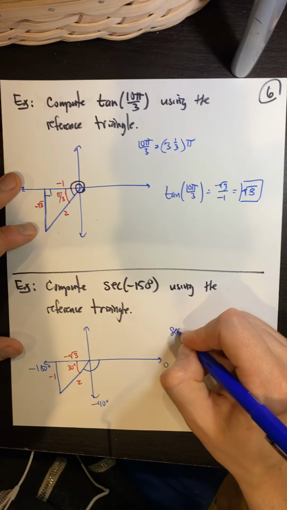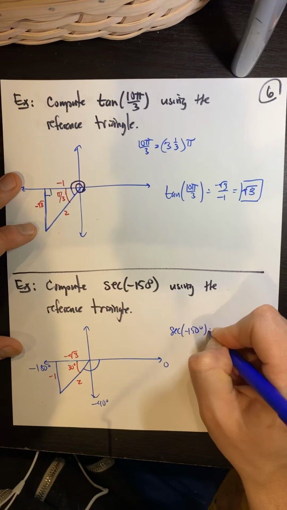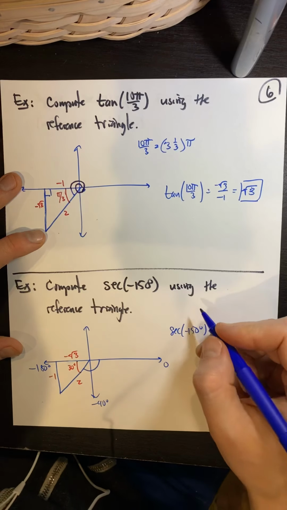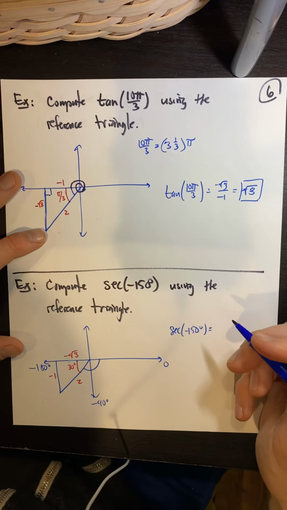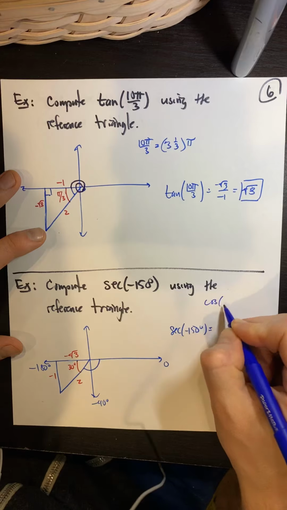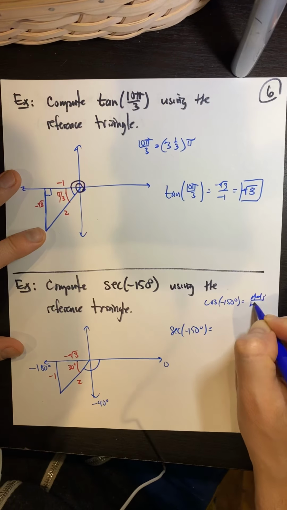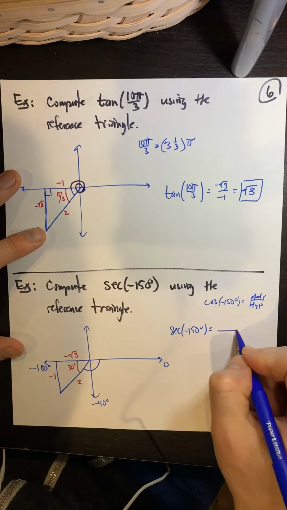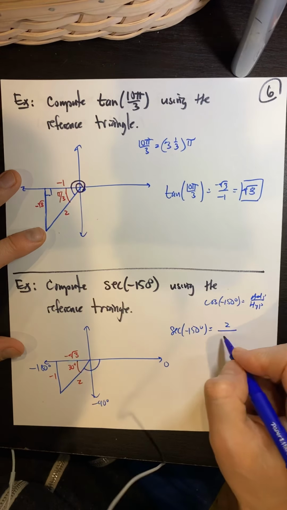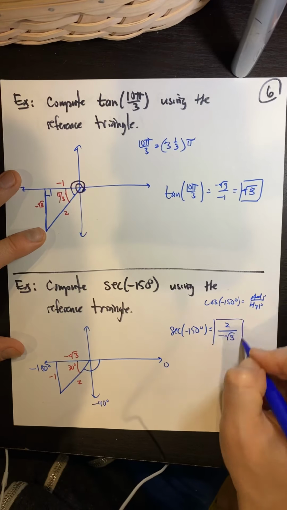So secant of negative 150 degrees then, and we have to remember what secant is. That's the reciprocal of cosine. So cosine of negative 150 degrees would be adjacent over hypotenuse. So secant would be the hypotenuse, which is 2, over the adjacent side, which is negative root 3.